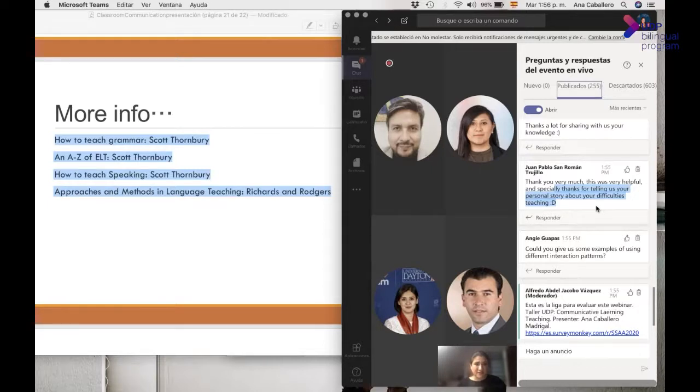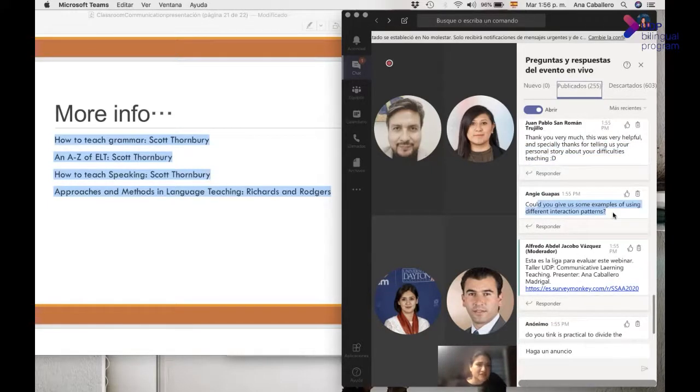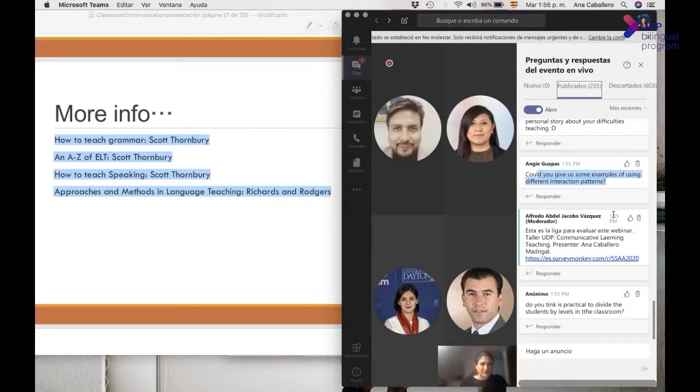And Angie, could you give us some examples of using the different interaction patterns? Of course. Okay, well, we have 4 minutes left. Some examples of using different interaction patterns. Okay, it depends on the purpose, of course, depends on the group, and depends on the time you've got.